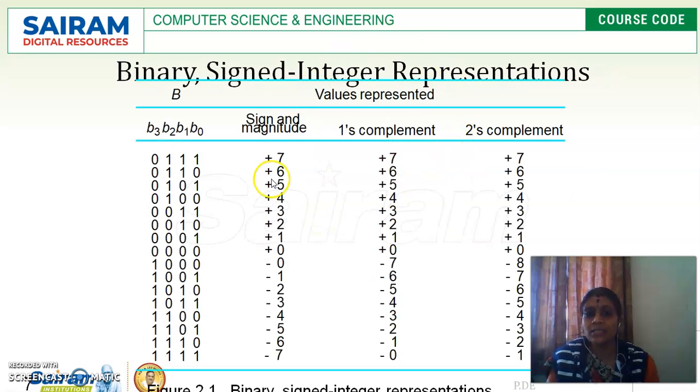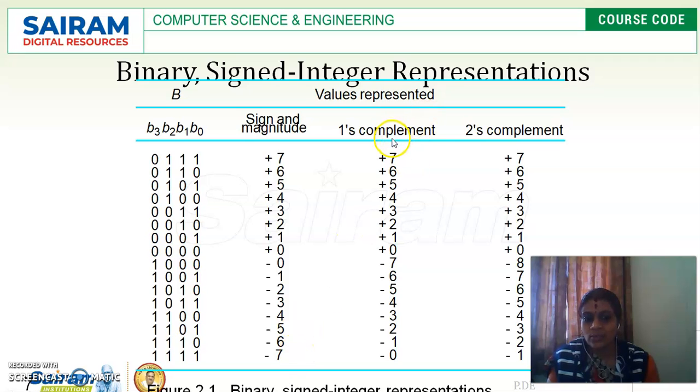And now we can see the binary signed integer representation by using all the different schemes. Okay, means all the different representation schemes. So the very first one is sign and magnitude. Okay, if it is 0000, then it is plus 0. Then all the positive numbers, actually it is shown here, from here upwards, and all the negative numbers from here downwards, right? So this is the sign and magnitude.